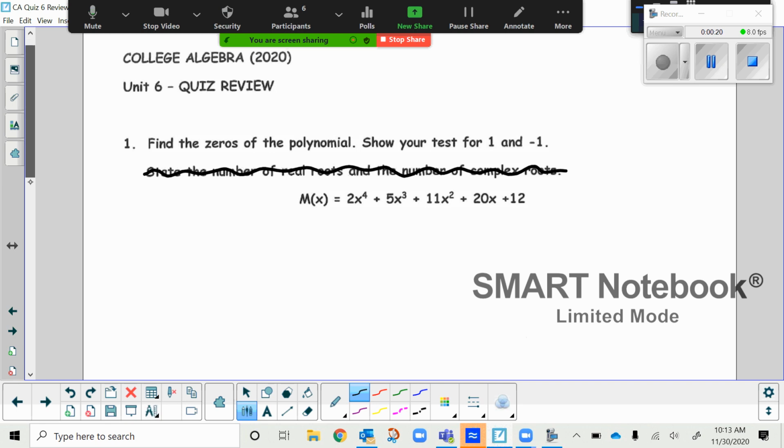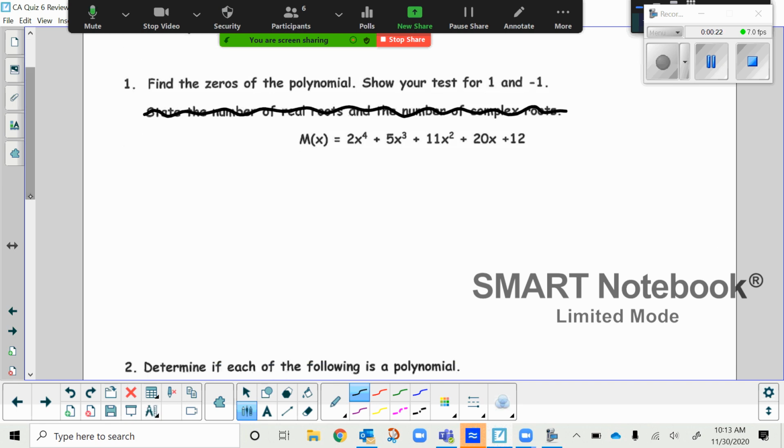Find the zeros. So show your test for 1 and -1. What does that mean, the test for 1 and -1? What kind of math is that asking me to do?